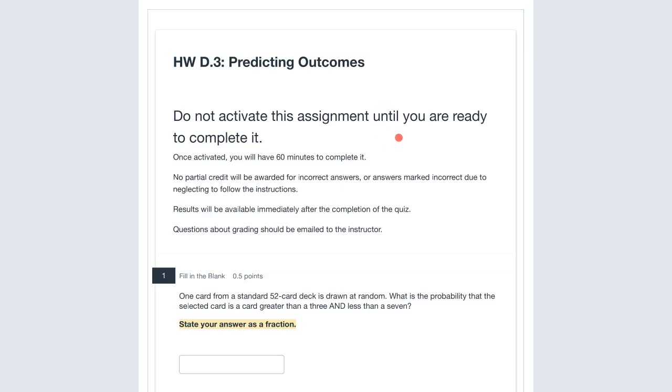Here is an example of homework D.3, predicting outcomes. With all homeworks, you get an hour to do it. No partial credit for incorrect answers. Make sure you review your graded work as soon as you're done and let me know if you have any questions.